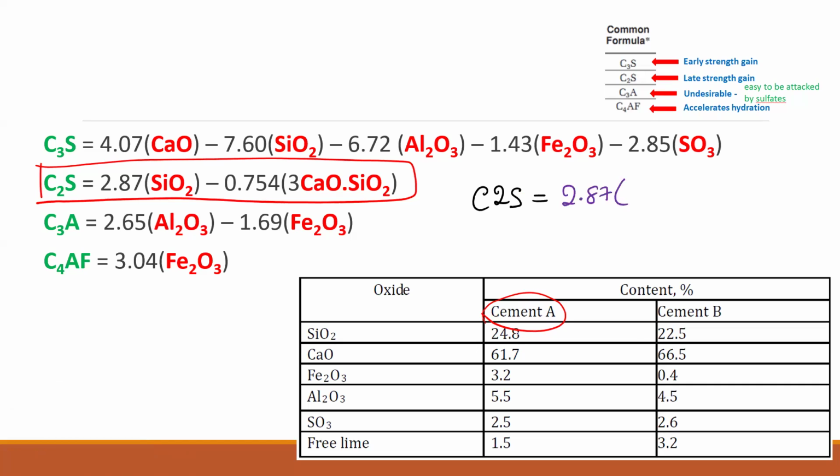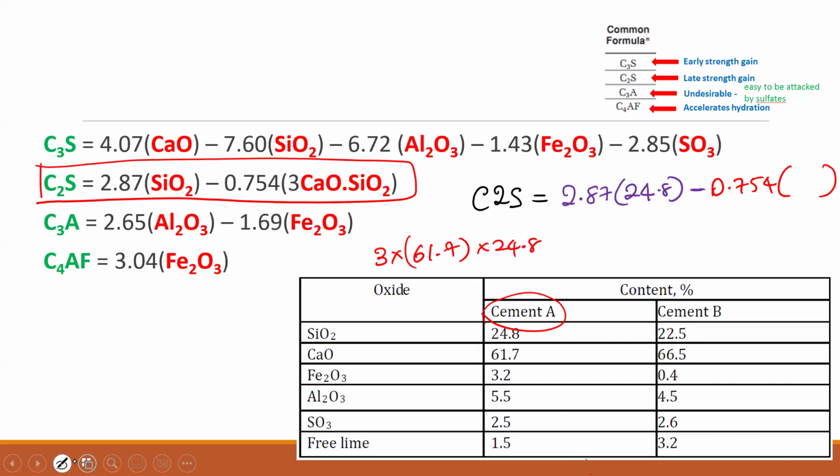2.87 times 24.8 minus 0.754 times what? What should I put here? Should I do 3 times calcium oxide? That means 61.7 times 24.8. Is this right or wrong? Is this right for this part? No, I'm not sure. No, why is that?